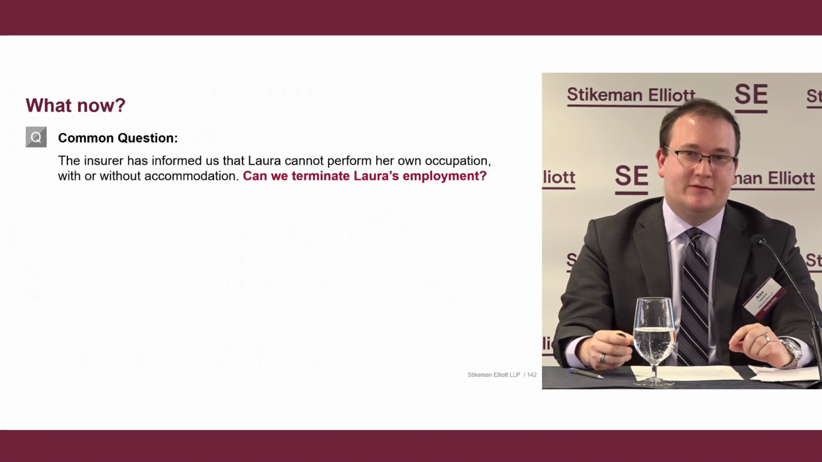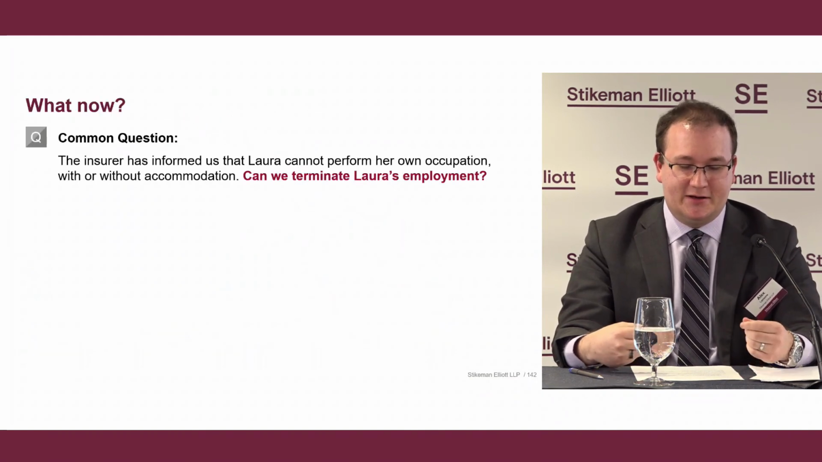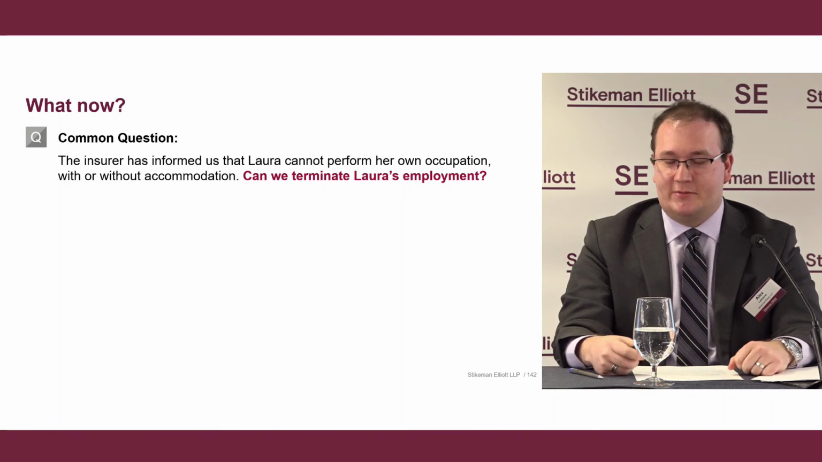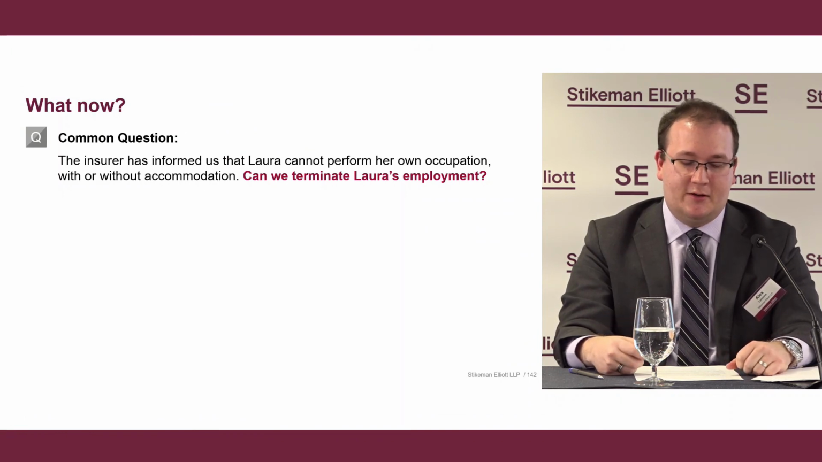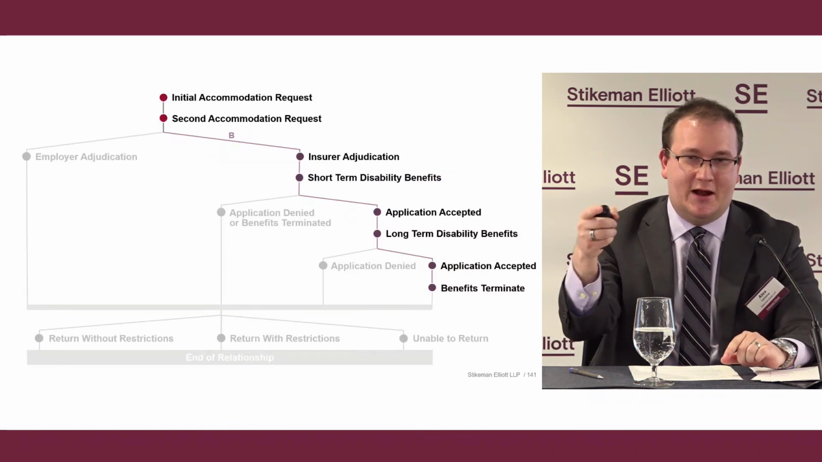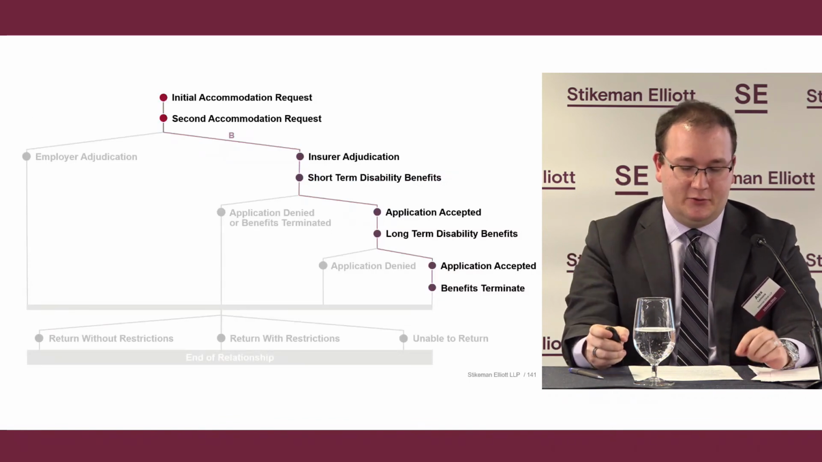So again, it seems like I keep addressing this question, but I keep getting these common questions. Laura's not eligible for benefits. The insurance company has declared her unable to perform her job. Can we fire her now? So employers shouldn't rely on an insurer's assessment. The termination of benefits on the flow chart doesn't actually lead to the end of the relationship. So I'll just turn back. You can note that it actually doesn't go directly to end of relationship.